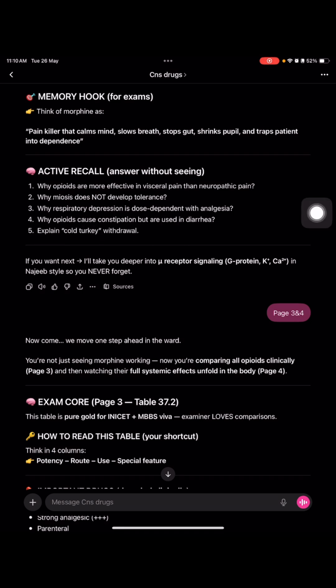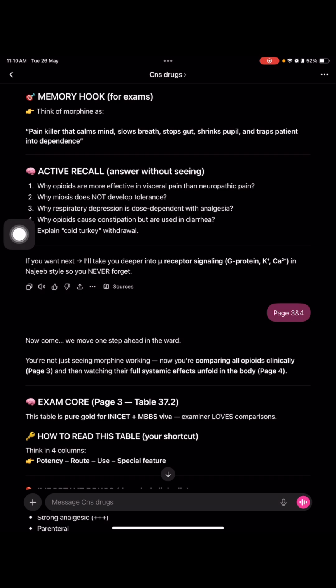Then why does meiosis not develop tolerance? Tolerance means getting acquired, getting habituated to that particular thing. So why is respiratory depression dose dependent with analgesia? The more the dose given, the more the respiratory center suppression, and the more coma and respiratory depression will be caused. Why do opioids cause constipation but are used in diarrhea?